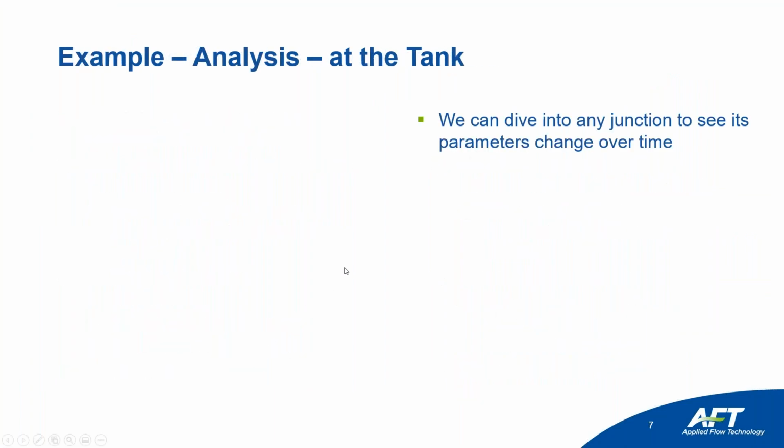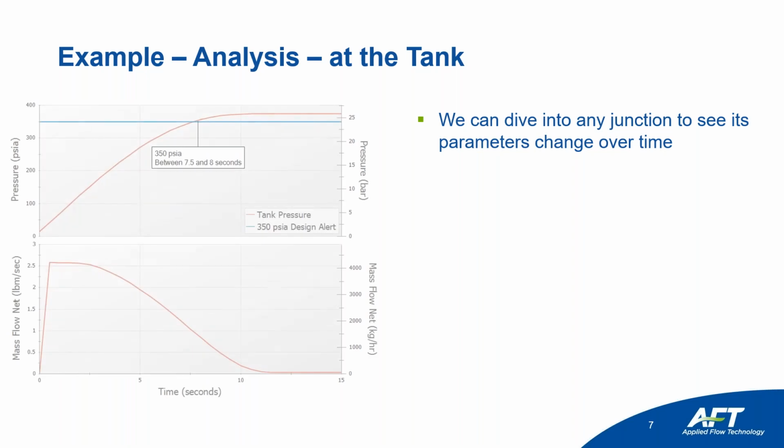So when we do our analysis, we can take a look at the tank and we can dive into any junction. So if you had valves, control valves, compressors, heat exchangers, even any of the things that we looked at, we can dive into any of those to see how those parameters change over time. Here's a copy of that graph that we were just looking at, where we have the inlet pressure at the top and then the mass flow rate that we're accumulating on the bottom, where we can also add these design alerts to tell us, hey, at what time is it exceeding this 350 PSIA, instead of relying on you, the engineer, to go and determine that manually.